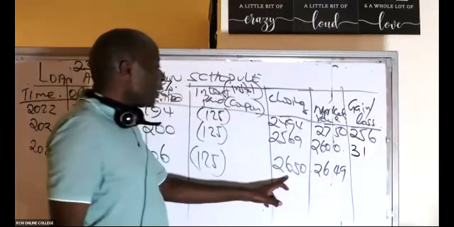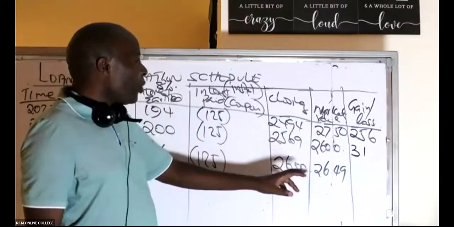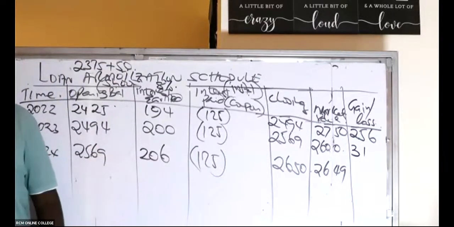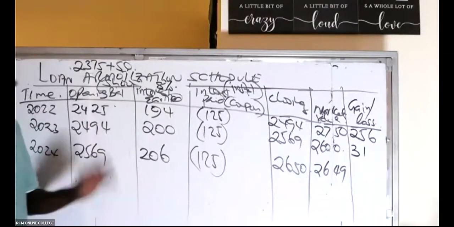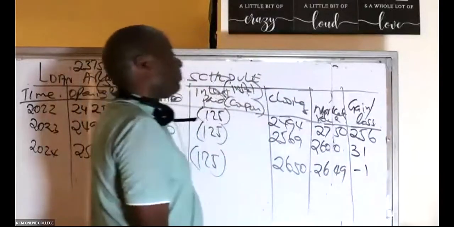But when we come here, 2650 and 2649, what do we have here? Pretty similar. It should be a loss, but basically that should have been 0. But let's best book it the way it is. A loss of what here? A loss of 1 like that.